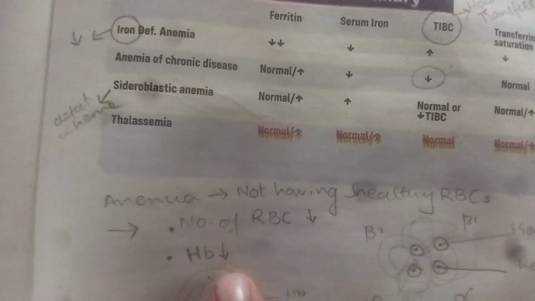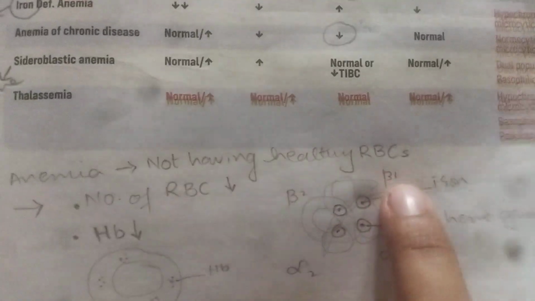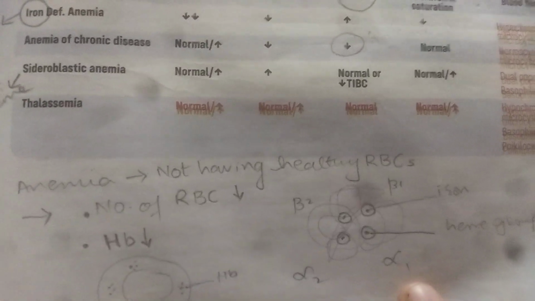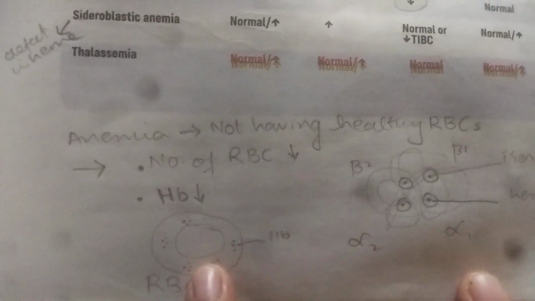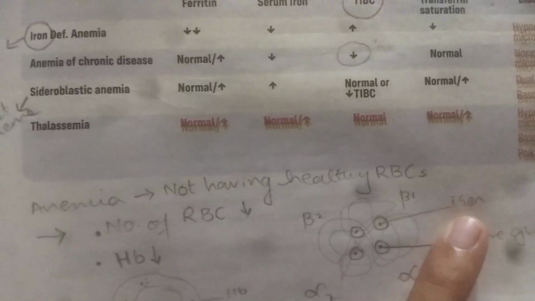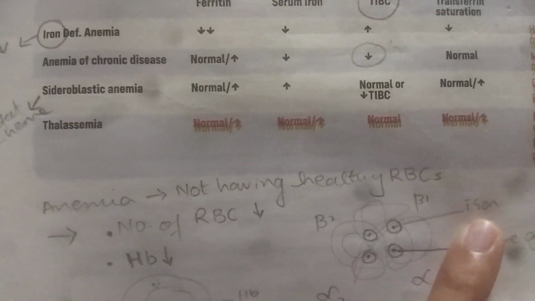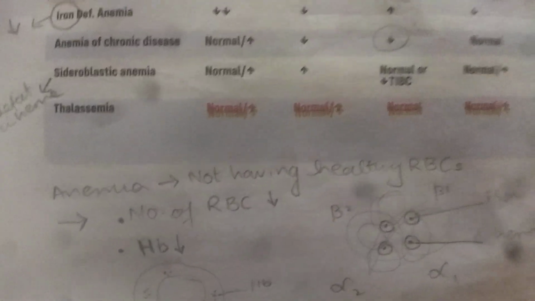So you should know what HB is. HB is hemoglobin. It has a heme group and 4 globulins. Heme has iron in it, and the 4 globulins are alpha 1, beta 1, alpha 2, and beta 2. This is the RBC. It carries hemoglobin and supplies oxygen to the tissues. If there is an issue in iron, like iron deficiency, or any issue in globulins, like in thalassemia, then anemia will be there.